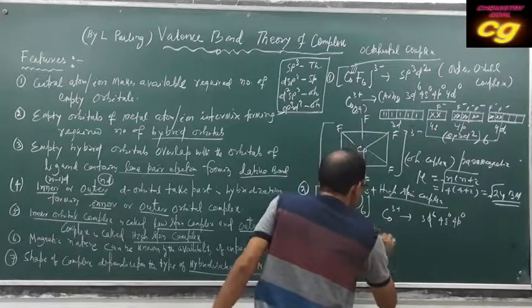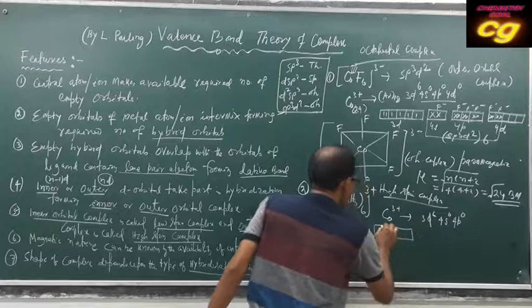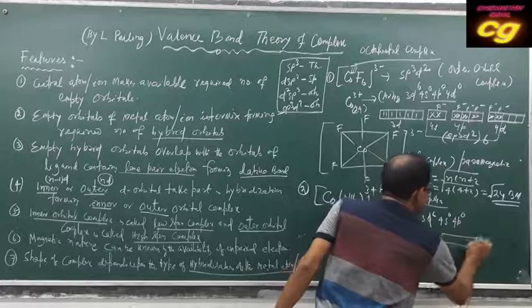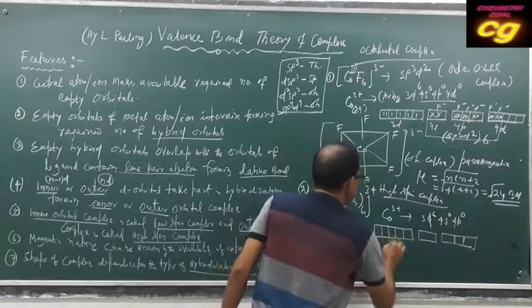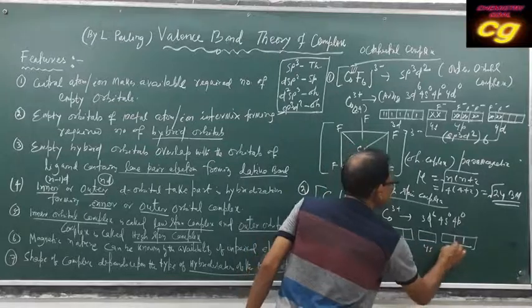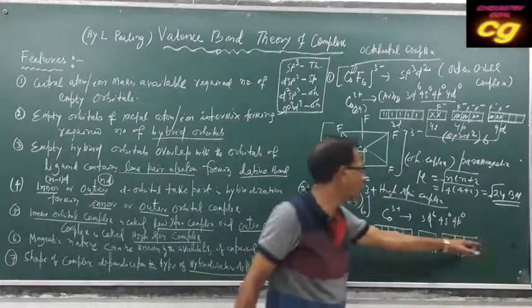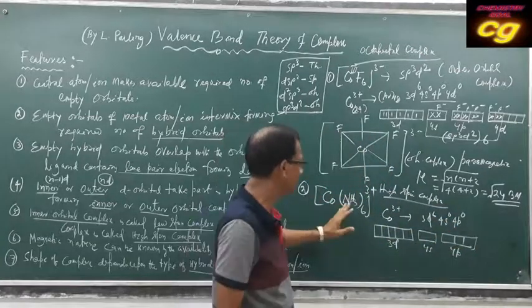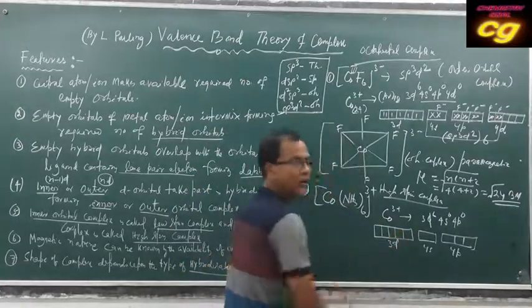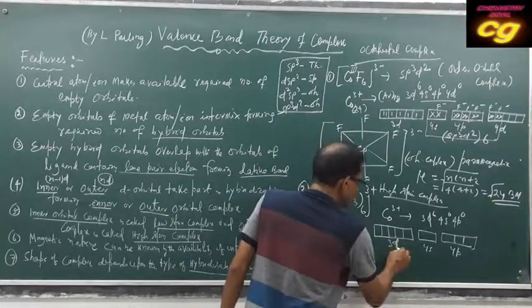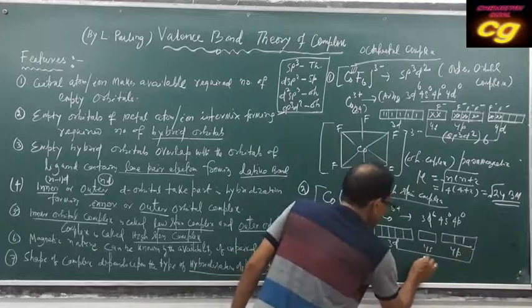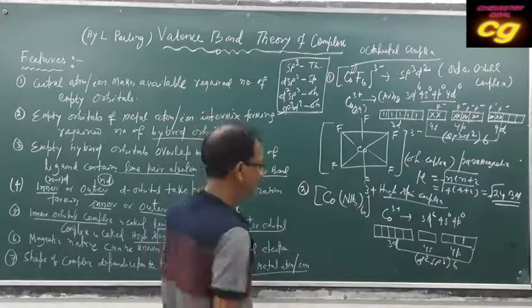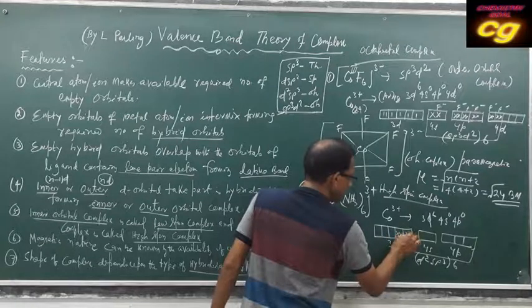So the d configuration is like this: 1, 2, 3, 4, 5, then s, then p3. So this is your 3d, this is 4s, this is 4p. Here 4d will not be used, because 4d is only for outer. As it is an inner orbital complex, it means the inner d orbital takes part. Here d2sp3, that is 6 orbitals, will take part, and these orbitals overlap with ammonia.